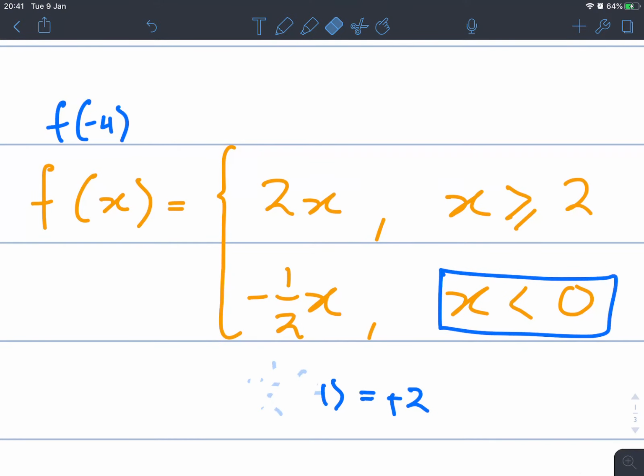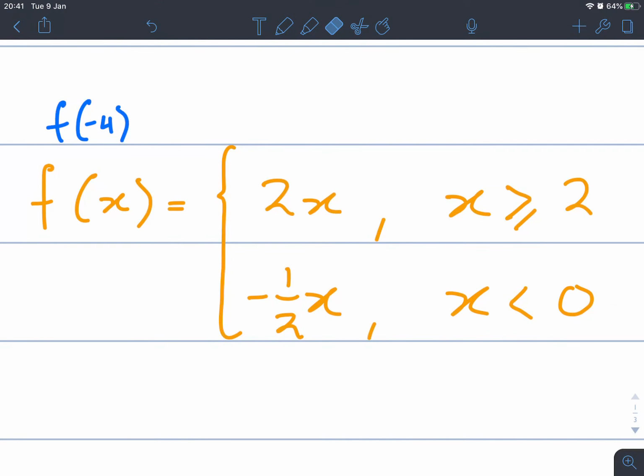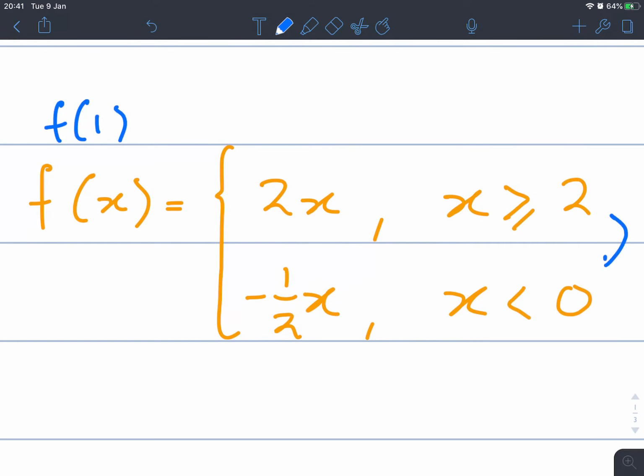But now, I want you to consider if I have f(1). Which part of the component are we going to use? According to this particular function, there is no definition of f(1). So in this example, x equaling 1 is undefined.